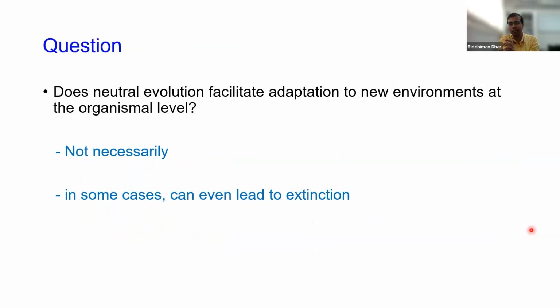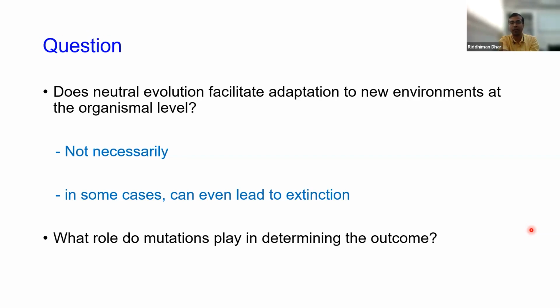So to summarize what we have seen so far, the question that we started with is, does evolution facilitate adaptation to new environments at the organism level? We have seen it's not necessarily true, and in some cases it can even lead to extinction, as we have seen in the case of hydrogen peroxide.